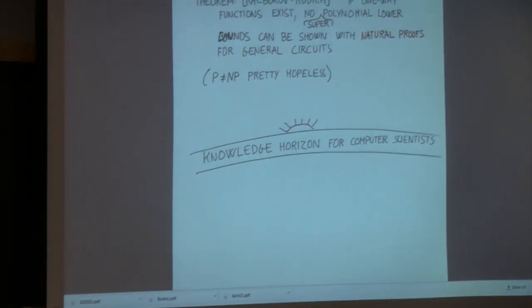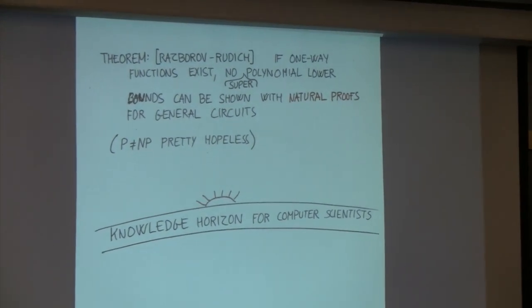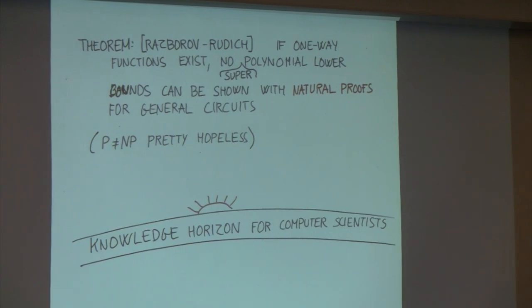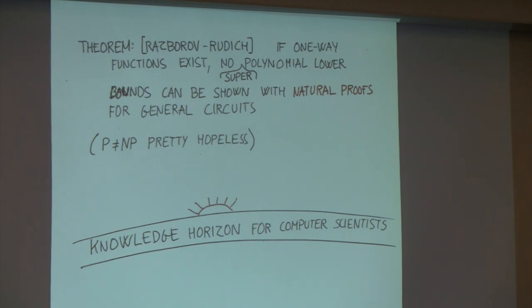Simply, if, let's say, one-way functions exist, but really that is just a red herring. What it really comes down to is that if we can have pseudo-random generators for that circuit class, then we will never be able to show lower bounds. So this is our knowledge horizon. We just never get beyond that. There is no way, we feel that we will never get out of that. Okay, so. Yes.